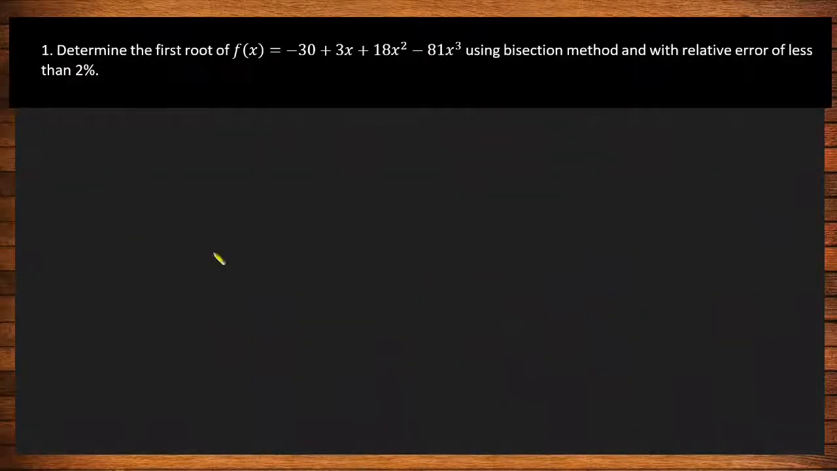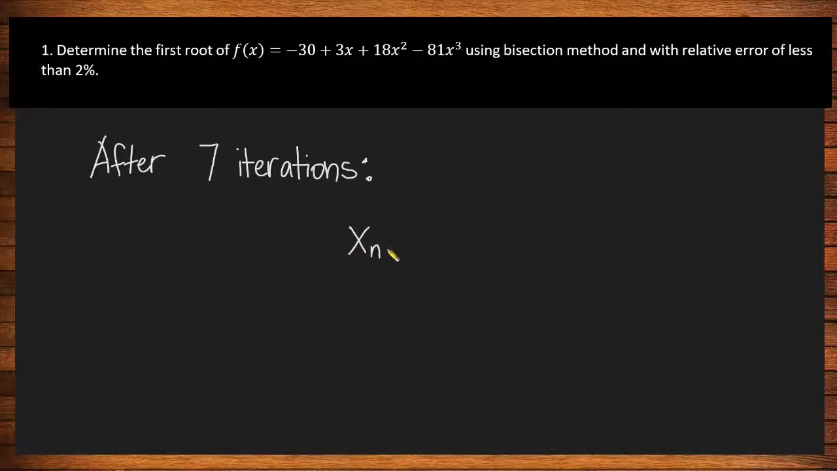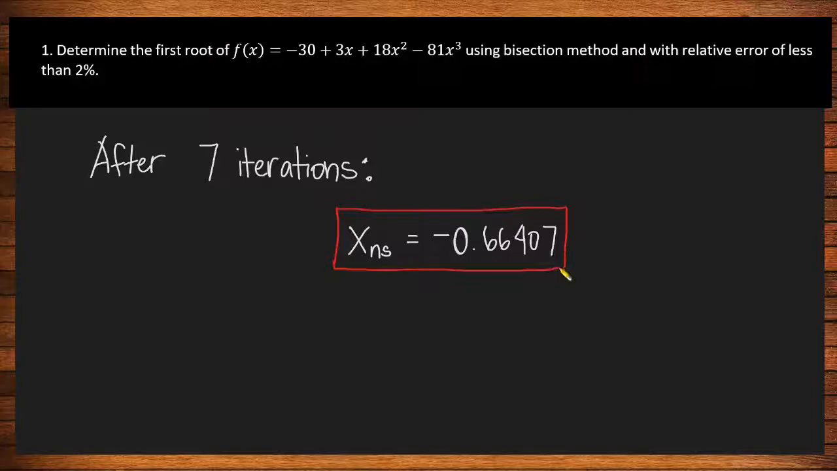So, I suggest that you try this for yourself, no? So, napakadali lang naman ng procedure na gagawin nyo. After 7 iterations, your relative error should be less than 2%. And then you will have the value for your estimated numerical solution, and that will be equal to negative 0.66407. Of course, you can perform more iterations, 8, 9, or 10 or more iterations if you want to have a more accurate solution. But in this case, because the problem only requires a relative error of less than 2%, ibig sabihin, itong sagot na to is tama na.